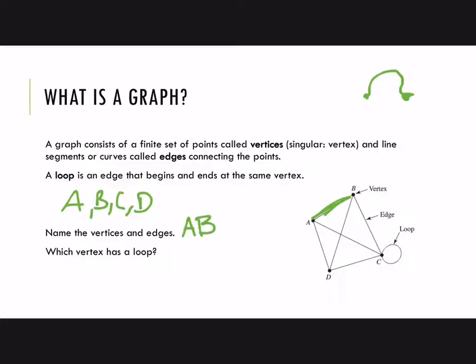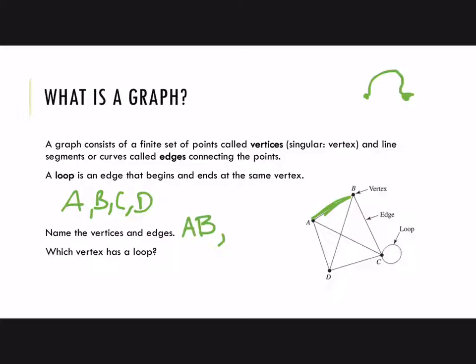Now in geometry, we would normally put a line segment symbol over that to show that it's an edge, but in graph theory we don't. So AB means the edge AB. Alright, what else? What other edges do we have? Let's try to list them all.